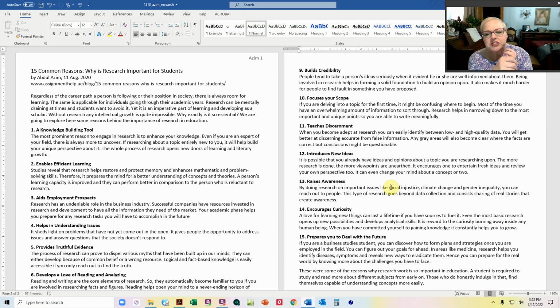And the last one prepares you to deal with the future. And again, this might be one that would be very surprising to a lot of people. I think building credibility, helping you find new ideas, that makes sense, but preparing you to deal with the future.